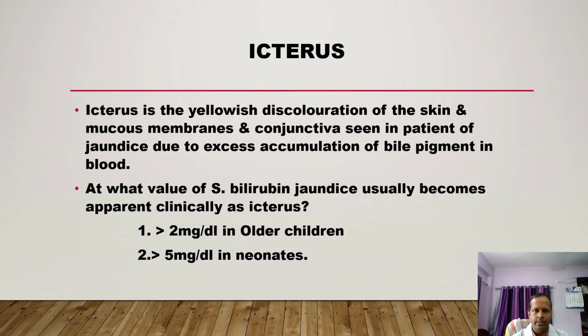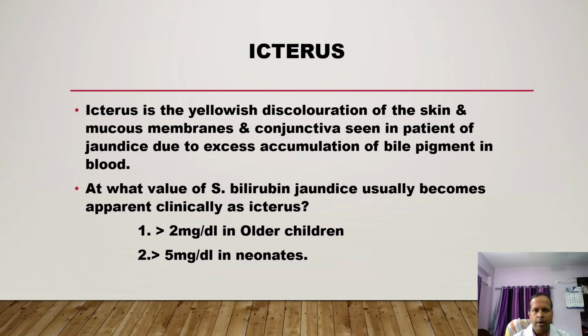Today we are going to deal with another topic of general examination, that is icterus. So what is icterus? Icterus is the yellowish discoloration of the skin and mucous membrane and conjunctiva seen in a patient of jaundice due to excessive accumulation of bile pigment in blood. This bile pigment is generally bilirubin.